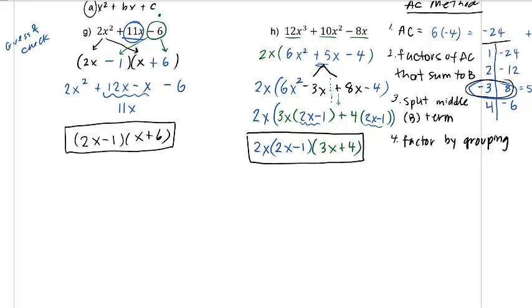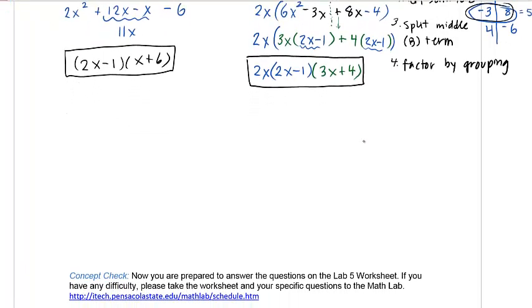But if you do that, you kind of save yourself a lot of time with the guess and check method, like we saw in example G. And you'll always end up with the right factors, if you do it correctly, of course.